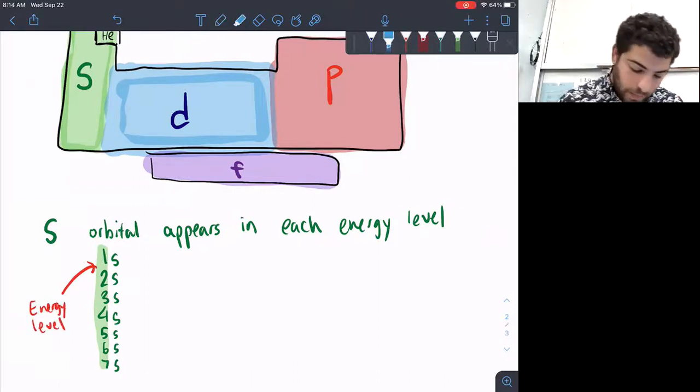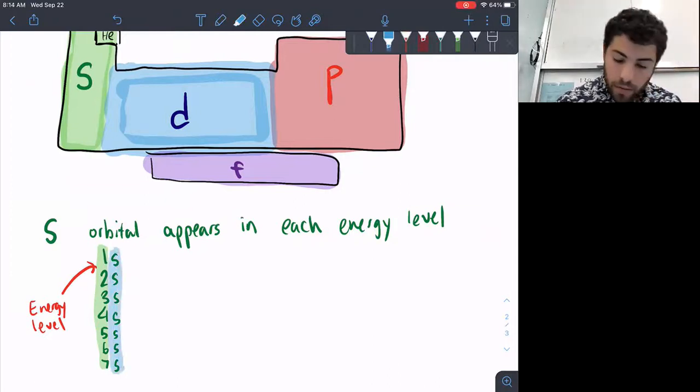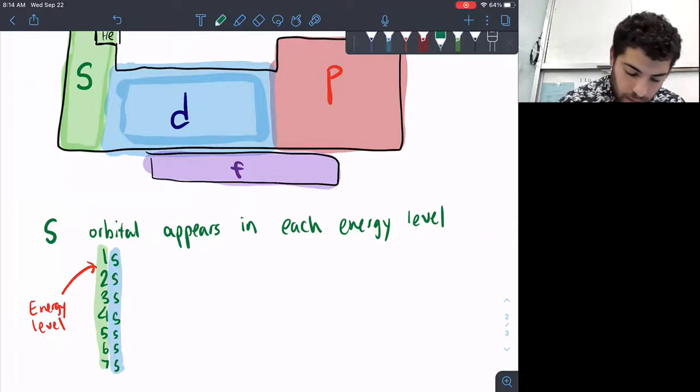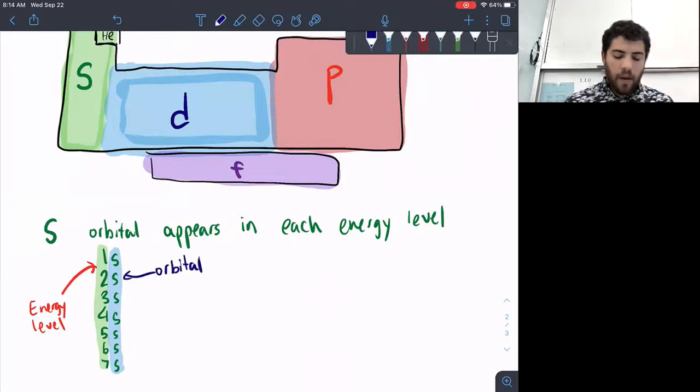And then this number right here tells us the orbital. Now, that's the s orbital.